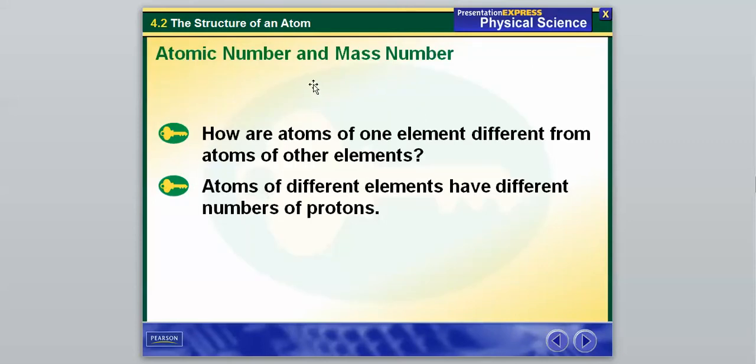To start, we have our question as usual. How are atoms of one element different from atoms of other elements? They have different numbers of protons. That is going to be one of our big distinguishing characteristics of our different elements. If you have 2 protons, you're going to be a different element than one that has 15 protons. That is one important reason why we need to know about subatomic particles, because they help us distinguish between different types of atoms.